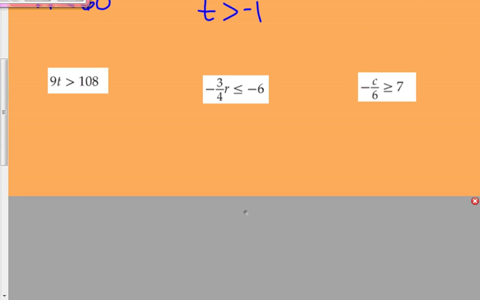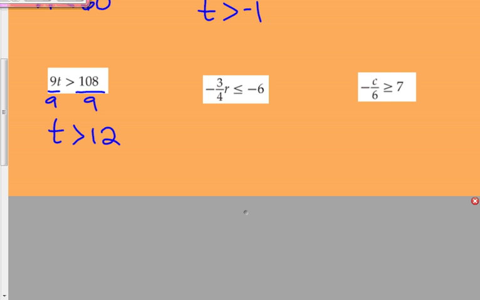Now we have 9t is greater than 108. When it's multiplied, we're going to divide both sides by 9. And then we'll be left with t is greater than 12. Very easy. Now here's where it gets different.